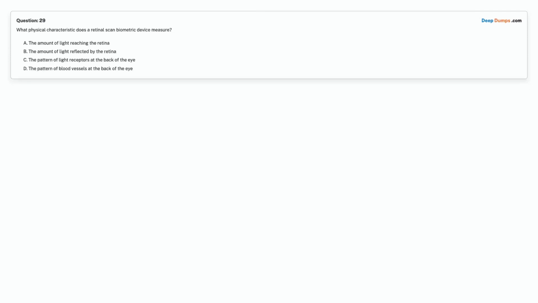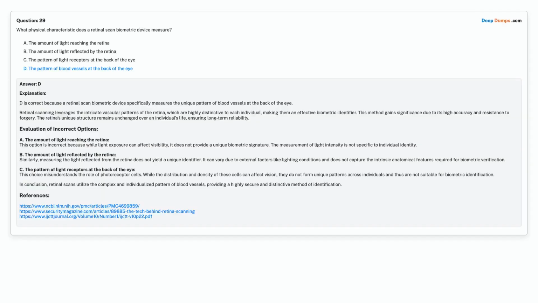Question 29. What physical characteristic does a retinal scan biometric device measure? Option A, the amount of light reaching the retina. Option B, the amount of light reflected by the retina. Option C, the pattern of light receptors at the back of the eye. Option D, the pattern of blood vessels at the back of the eye. Choose the correct answer. Correct answer is option D, the pattern of blood vessels at the back of the eye.